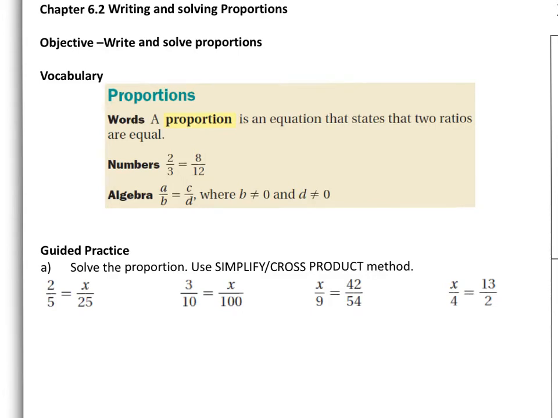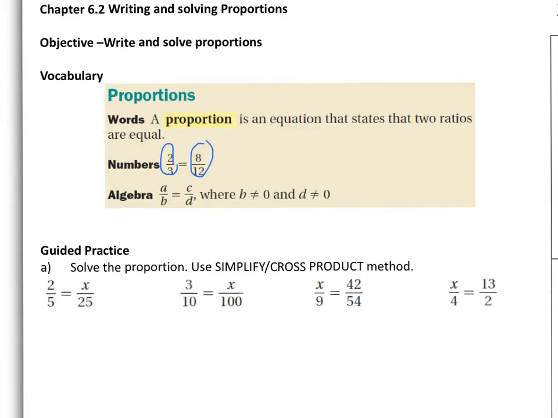6.2, writing and solving proportions. Okay, the objective of this lesson is to write and solve proportions. So, a proportion is an equation that states that two ratios are equal. For example, what we have here is 2/3. The ratio of 2/3 is equal to the ratio of 8 over 12. And the algebraic form will be A over B equal to C over D.